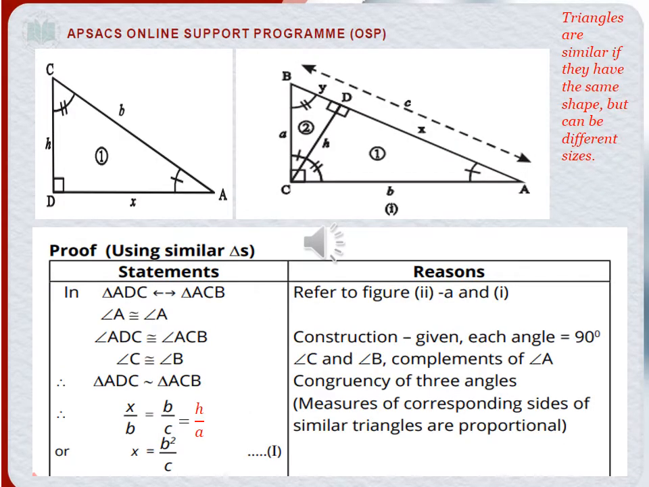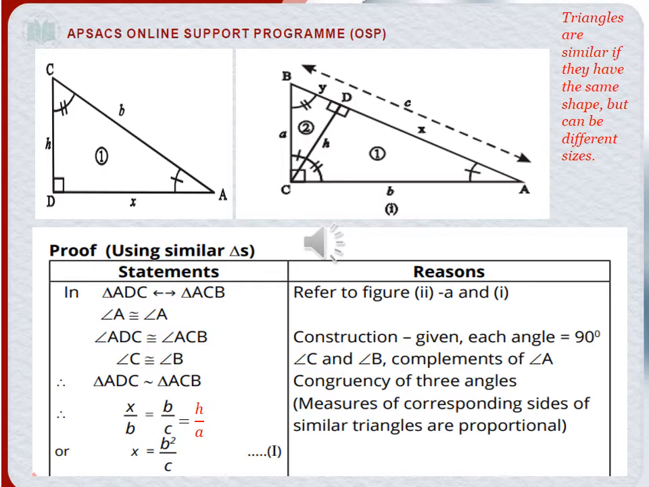Let's start its proof. At first we will compare triangle ACB and triangle ADC by keeping in mind the definition and properties of similar triangles. Triangles are similar if they have the same shape but can be different size. One of the properties of similar triangles is that the angles are equal in measurement. Let's start comparing these two triangles.